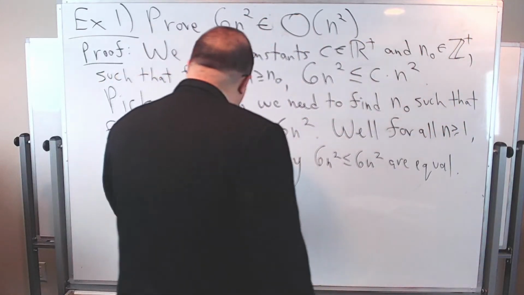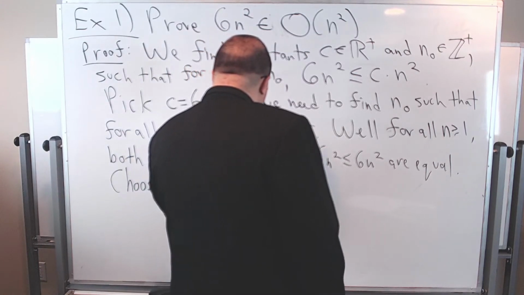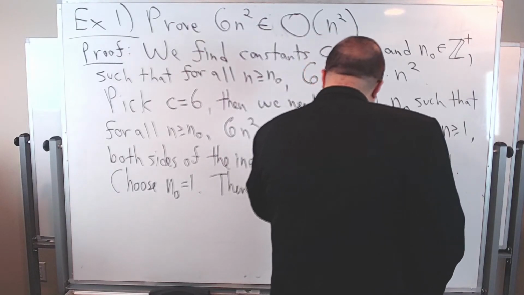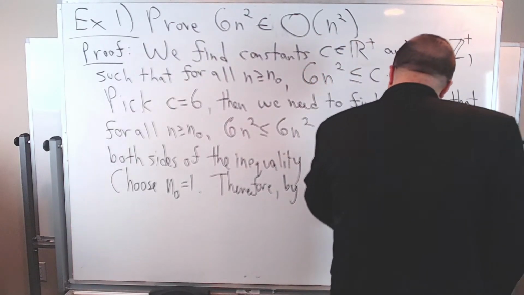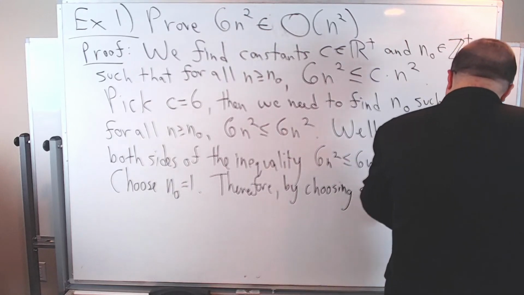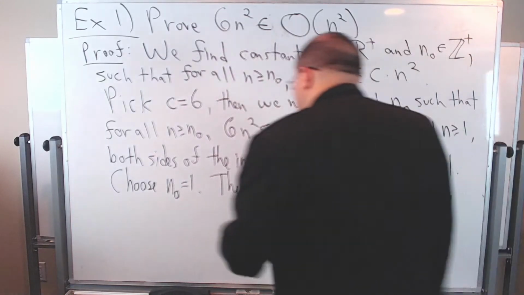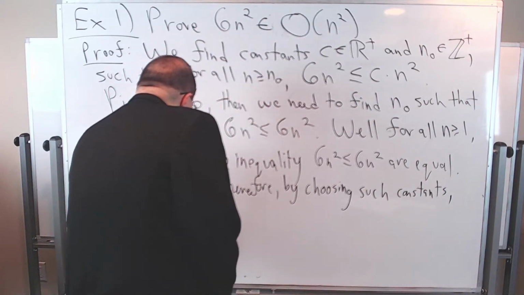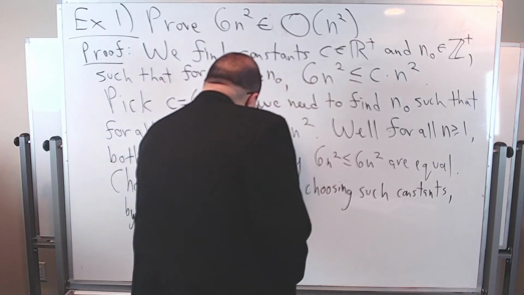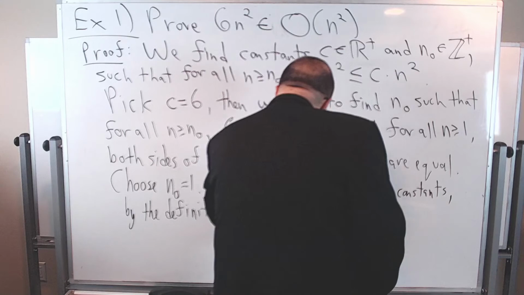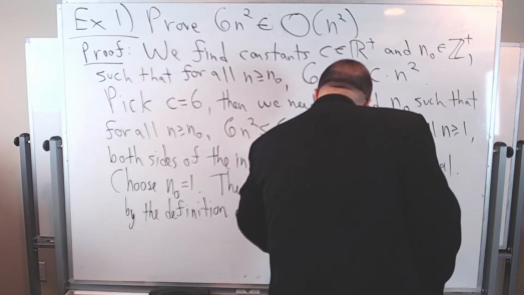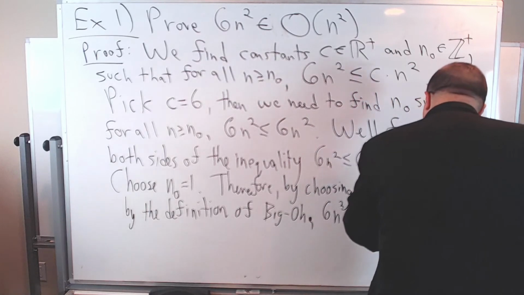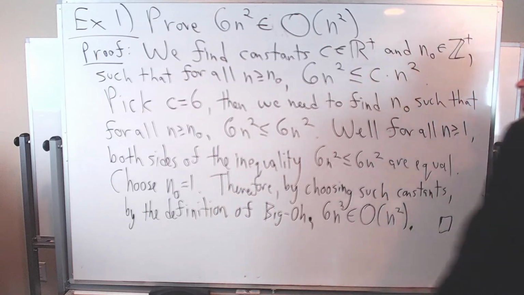Not quite. I need to give a conclusion. Therefore, by choosing such constants, by the definition of big O, I can say that 6n squared is in big O of n squared. And we're done. At the end of the proof.